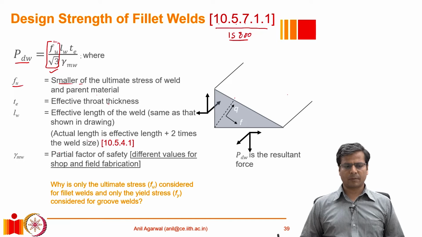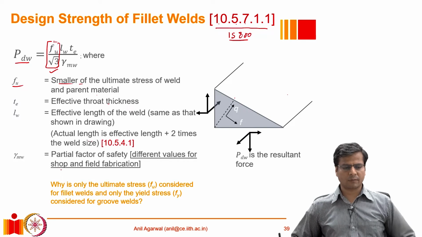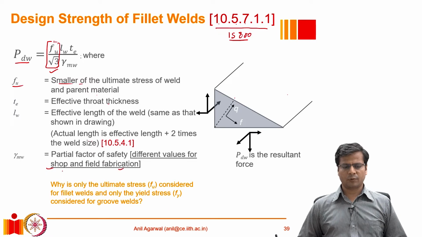Then there is a term gamma mw. Gamma mw is the partial safety factor, which is different, as we have seen for groove welds also. There are 2 different values: one for a shop welded fillet, and another for a field fabricated fillet. 1.25 is for the shop welded and 1.5 is for the field welded, as we have discussed before.